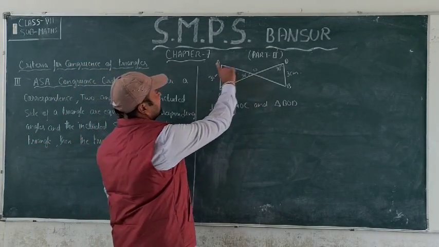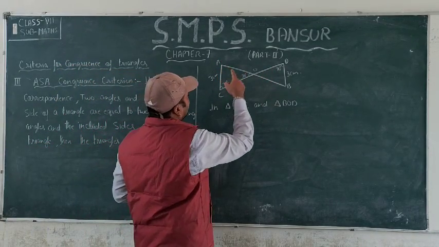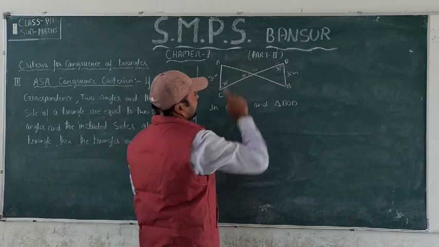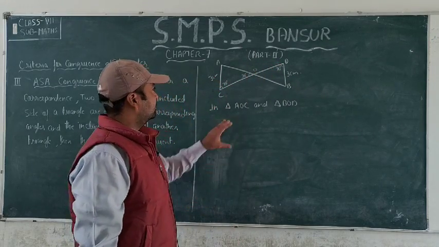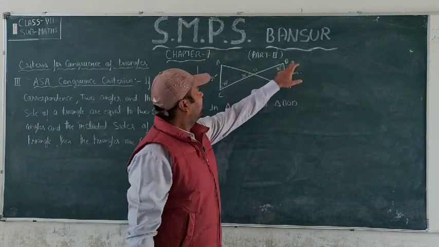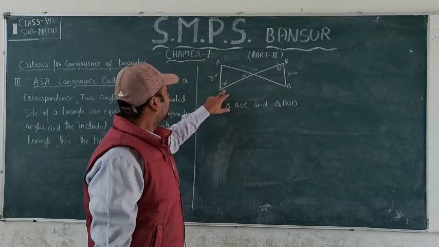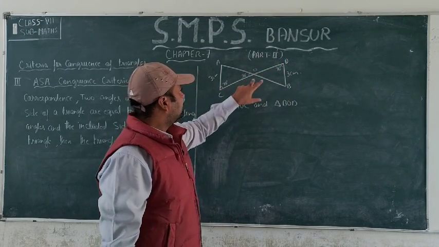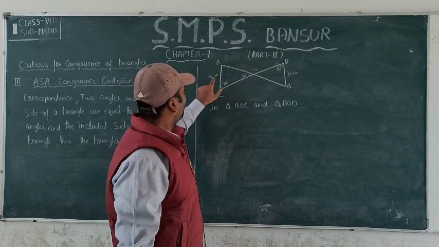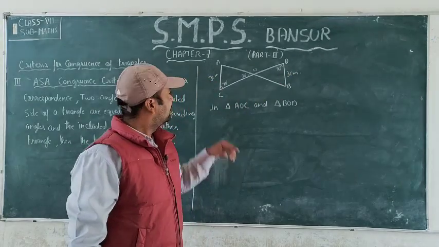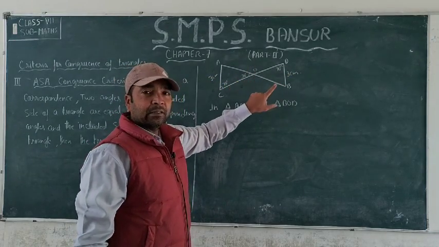In this there are two triangles, AOC and BOD. Now in these triangles, what are the given things? AC is 3 centimeters and BD is also 3 centimeters. Angle C is 70, angle D is 70. Two angles and one side are given. We have to find the other angles and then we will prove that the given triangles are congruent.